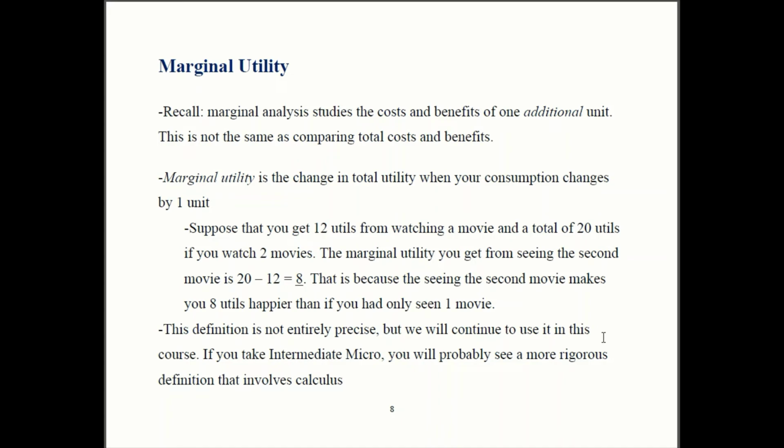Once again, I should be clear that I'm being a little bit imprecise here. The actual definition of marginal utility involves calculus, but that is not a prereq for this class. Those of you who take intermediate micro will be seeing a more calculus-based definition, which is precise. For now, though, we'll stick to this definition. So in the case of movies, marginal utility is how much extra utility you get when you watch one additional movie.